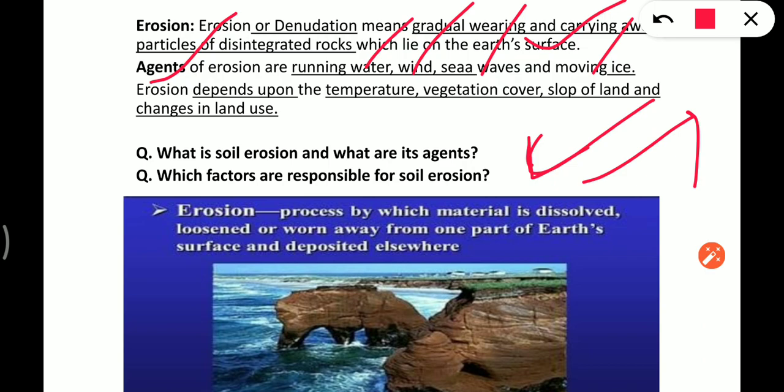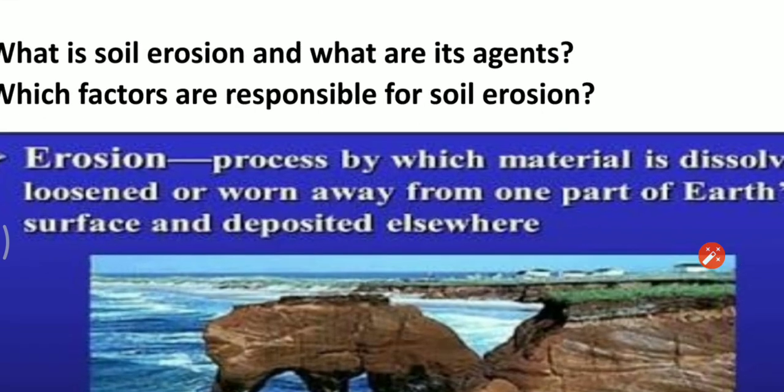Now erosion depends upon temperature. These are the causes, the reasons of erosion: temperature, vegetation cover, slope of land, and changes in land use. These are the factors on which erosion depends, right? Now the question that you have to attempt here is the example I have given, erosion. Here let me make it visible to you.